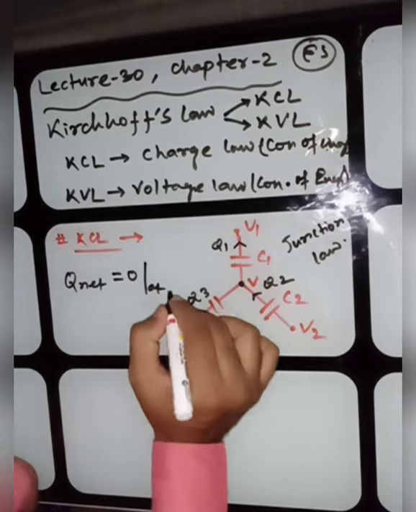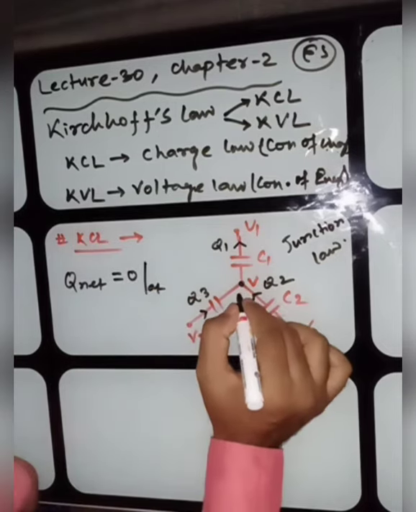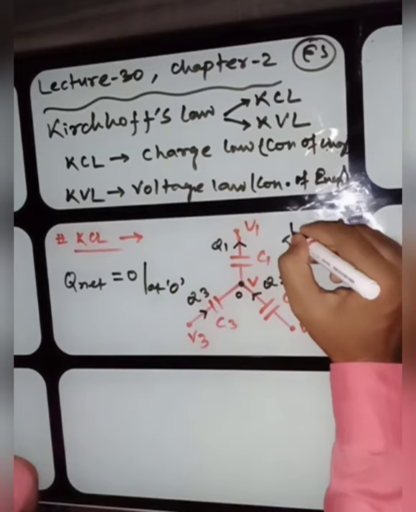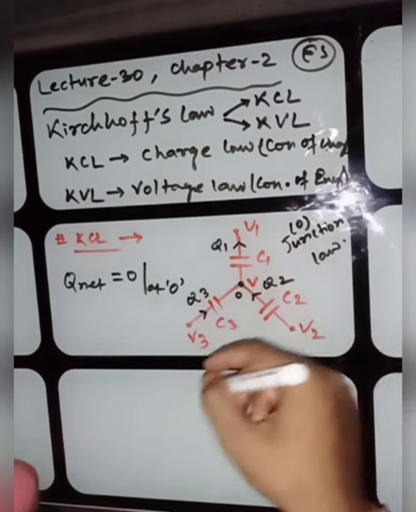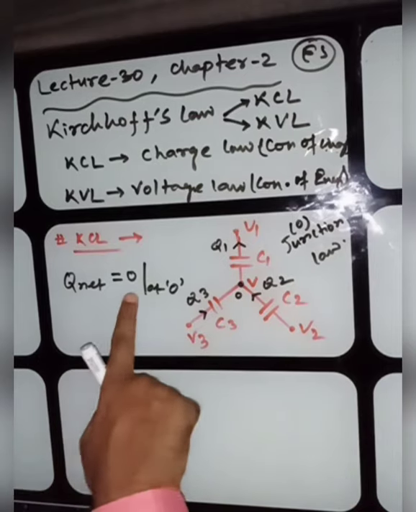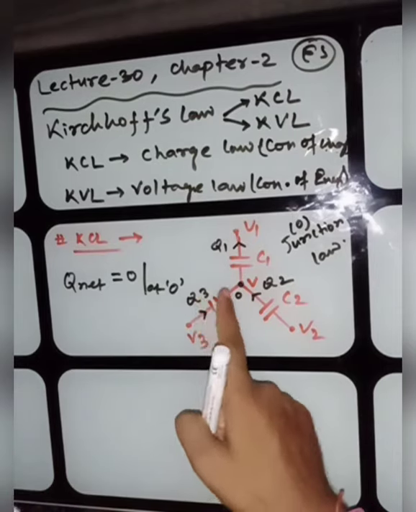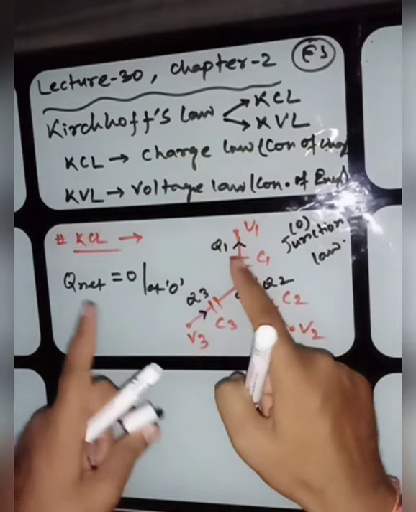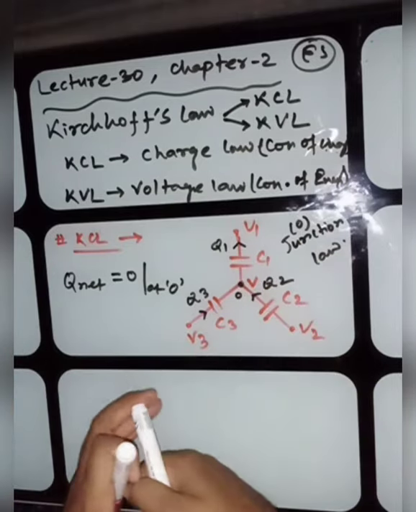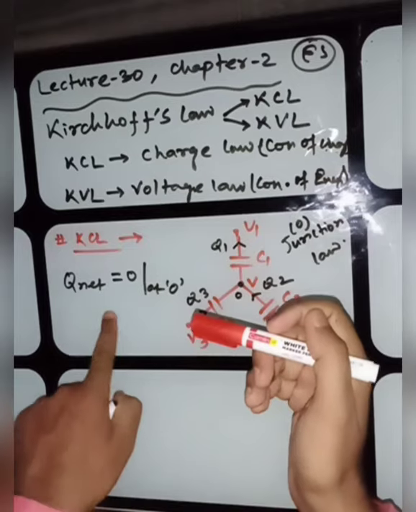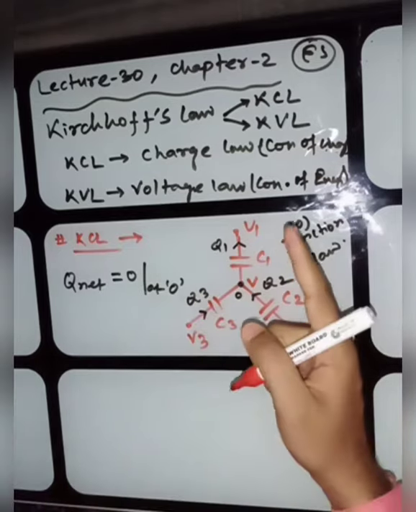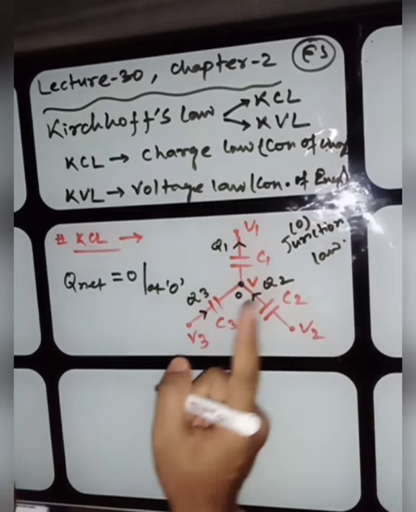Where? At suppose this point O. In short, I'm writing here the O is nothing but the junction. So net charge at any junction must be equal to 0. In the next chapter, you will study the net current at any junction must be equal to 0. But to remember or to understand this particular law, remember one thing, that is the assumption only.